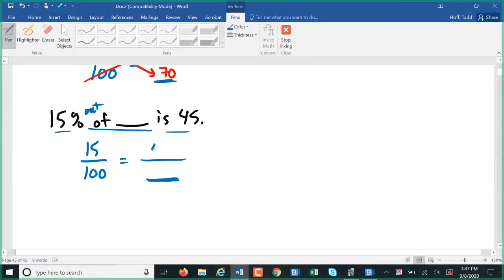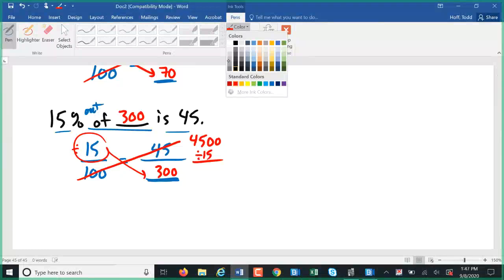15% is 45, implies the 45 goes with the 15. Once again, it's in a proportion. Find the two numbers that are diagonal and we multiply them. That'll be the 100 and the 45. 100 times 45 is 4,500. Then the number that's diagonal with our missing number is what we divide by. We divide by 15. 4,500 divided by 15 is 300. 15% of 300 is 45.